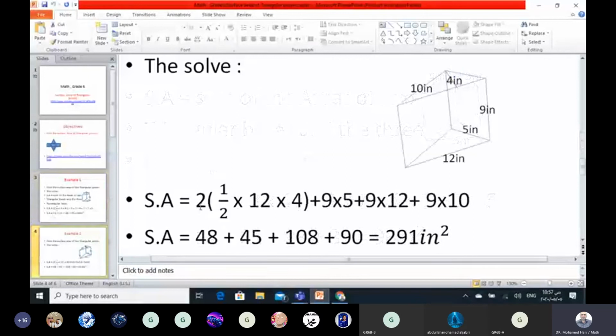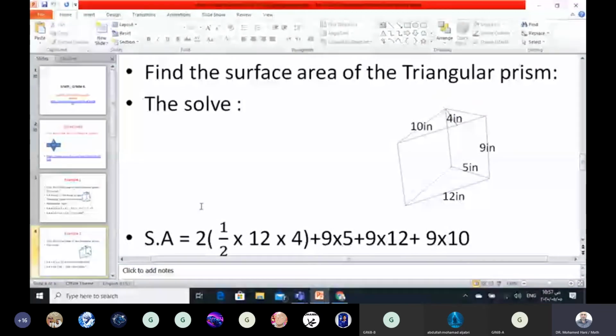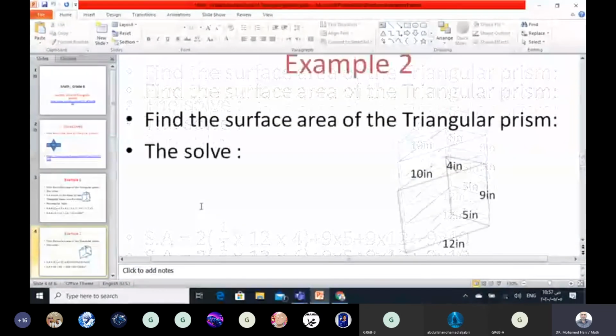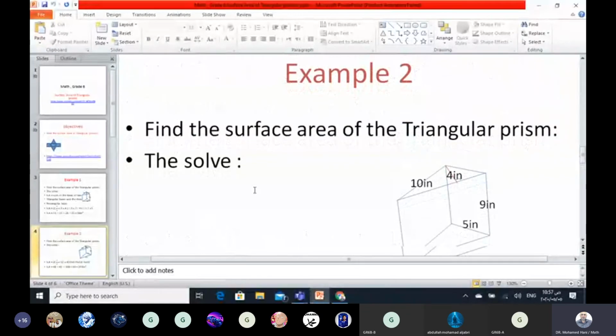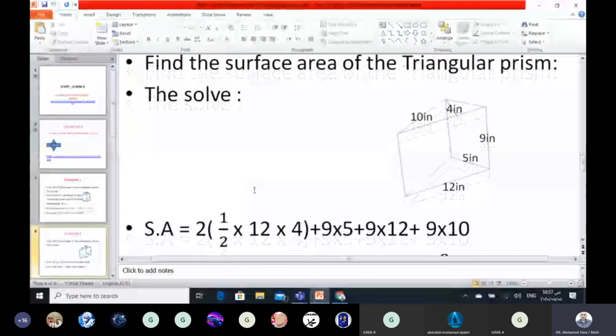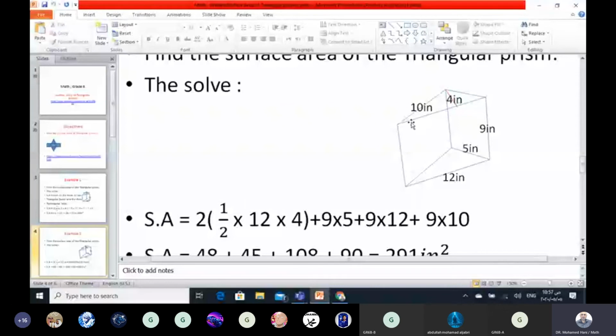The second example. The question said, find the surface area of the triangular prism. Look very well at the figure. As you see in the figure, look at the bases. The two bases will be triangles.